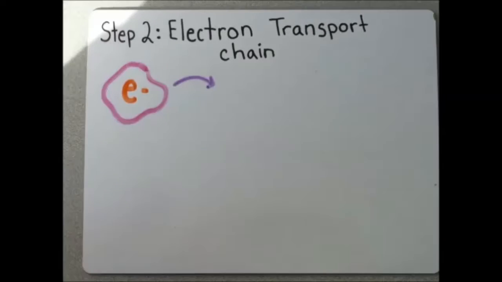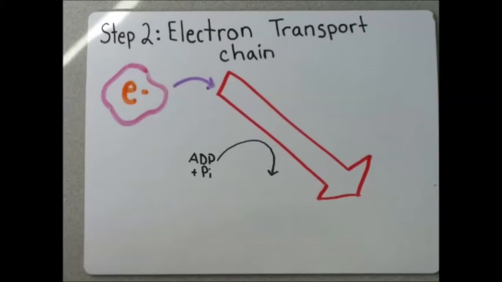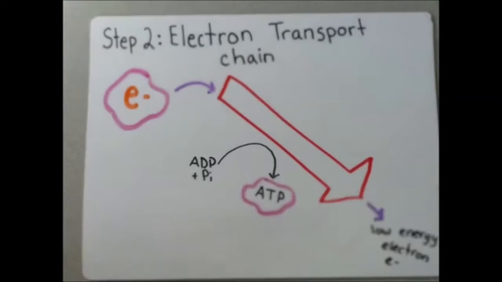The high-energy electron from step 1 is then taken to the electron transport chain. A compound called ADP, which steals the energy from the high-energy electron, is then turned into ATP, an energy-storing compound. After this, all that's left is a low-energy electron.